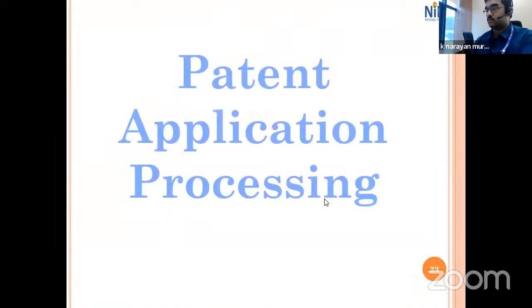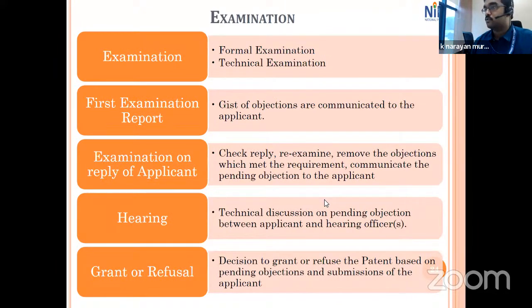Patent application processing. You have formal examination and technical examination. Formal examination is where you just check the forms filed. And technical examination, as I said, there are three things: novelty, inventive step, and industrial applicability. These three things you check for technical examination. And what we do is send the applicant something known as the first examination report.